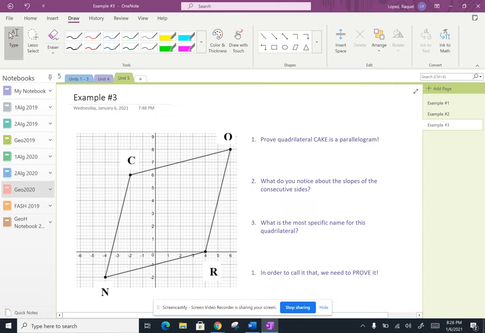So let's prove that quadrilateral, okay, this one is not called cake, that's a typo. This one is called quadrilateral corn. Do you see a theme here? Maybe Miss Lopez is a little hungry.